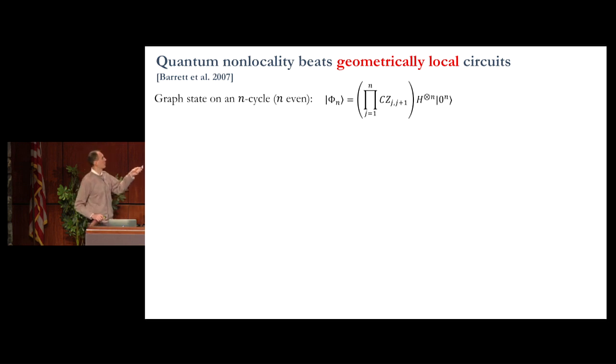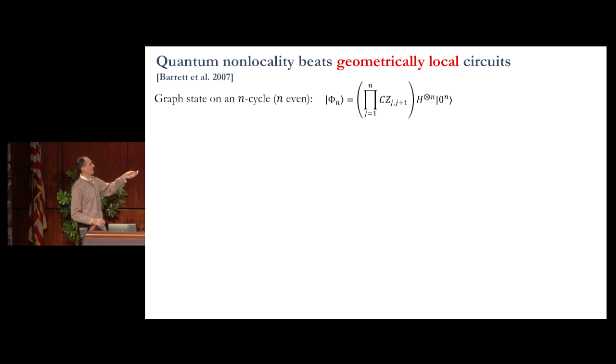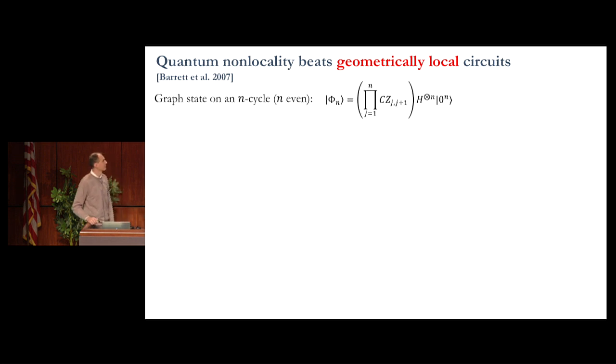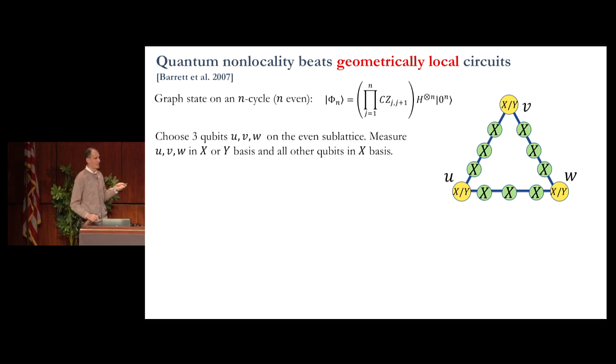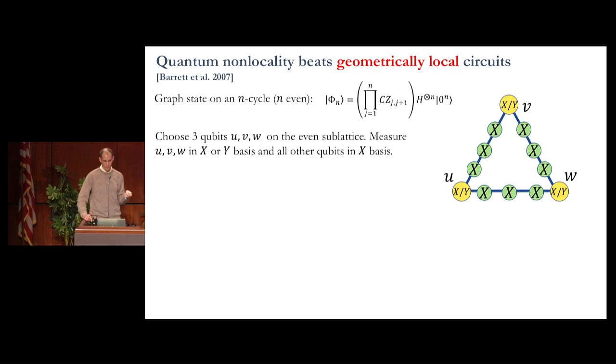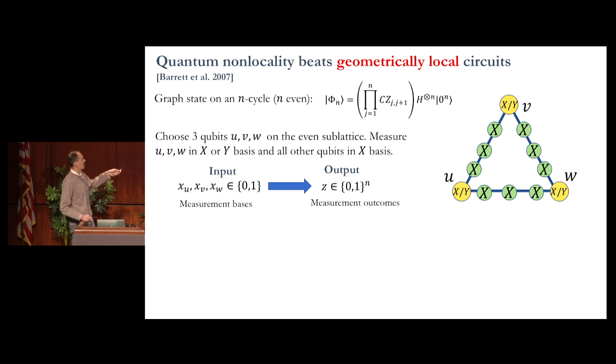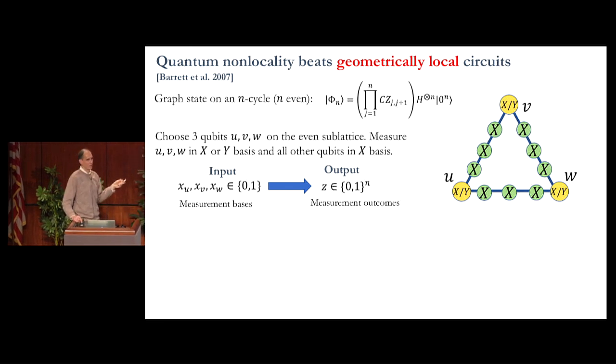Instead of the GHZ state, I'm going to consider graph states defined on a cycle or a ring of n qubits. So we start from the all-zeros state, apply a layer of Hadamards, and then we apply a CZ gate for each nearest neighbor pair of qubits. I define a certain pattern of measurements on this graph state. I'm going to pick some triple of qubits, U, V, W, that are measured in either X or Y basis, and all remaining qubits are measured in X basis. This defines these input-output correlations. So I have three input bits that determine the measurement basis at U, V, and W, and I have n outcomes, Z, that determine the measurement outcomes on all n qubits.